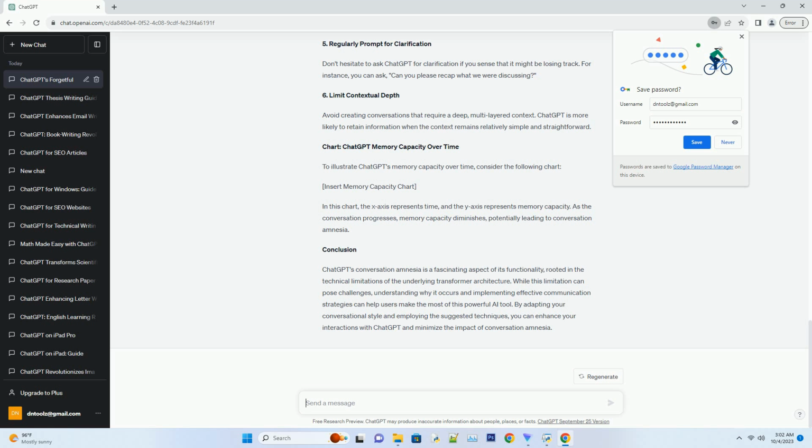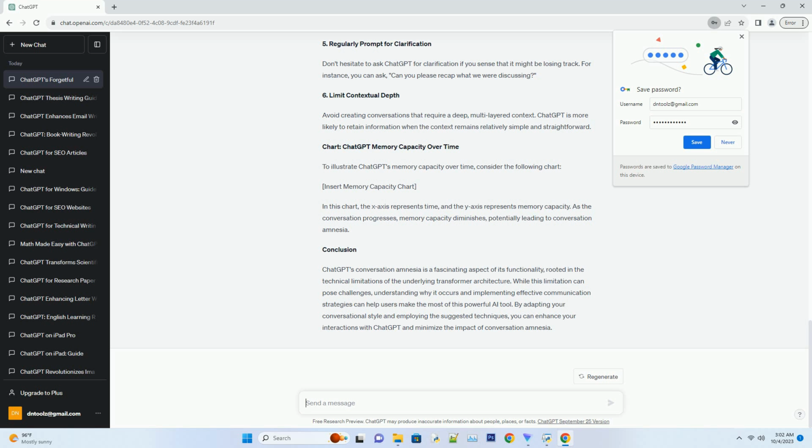Number 4. Employ conversation history. Some platforms and applications that integrate ChatGPT allow you to view the conversation history. If available, make use of this feature to refer back to earlier parts of the conversation when needed.